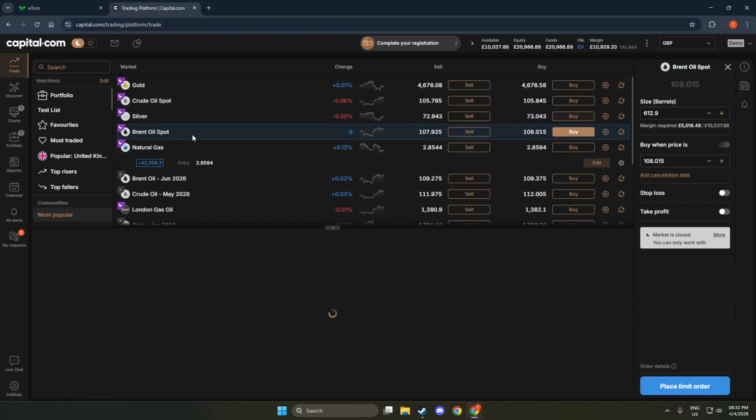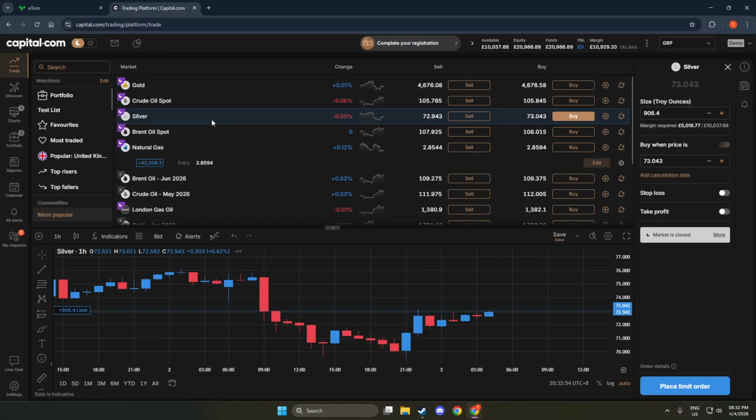Once you're in, head to the Markets or Trading section and open the instrument you want to trade. This could be a stock, an index, a currency pair, a commodity, or a crypto asset, depending on what's available in your region. Take a quick look at the chart and recent price action so you know whether you're planning to buy or sell and where key support or resistance levels might sit.